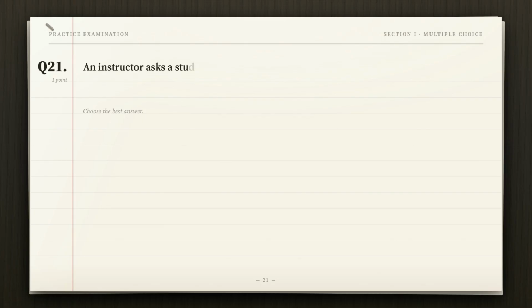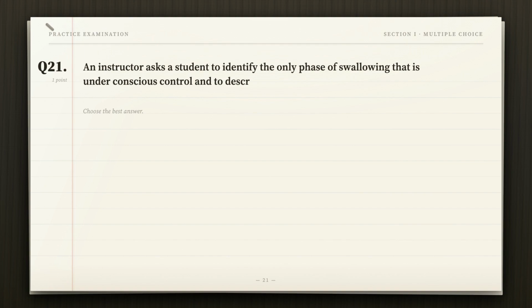Question 21. An instructor asks a student to identify the only phase of swallowing that is under conscious control and to describe what happens during it. Which response is correct? Your options are: A.